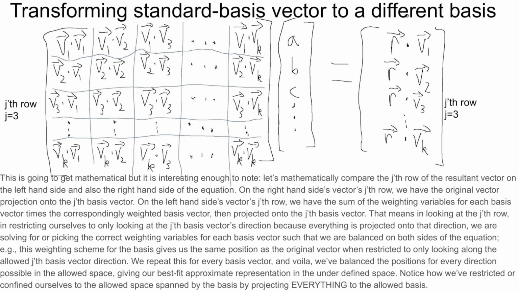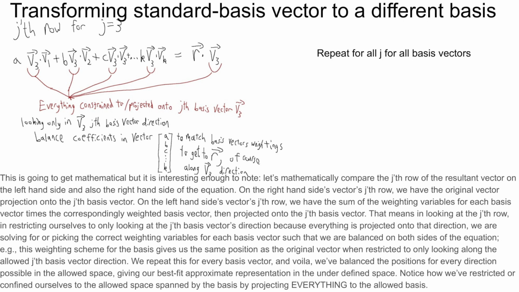Let's mathematically compare the jth row of the resultant vector on the left-hand side and also the right-hand side of the equation. On the right-hand side's vector's jth row, we have the original vector projection onto the jth basis vector. On the left-hand side's vector's jth row, we have the sum of the weighting variables for each basis vector times the correspondingly weighted basis vector, then projected onto the jth basis vector. That means in looking at the jth row and restricting ourselves to only looking at the jth basis vector's direction, because everything is projected onto that direction, we are solving for or picking the correct weighting variables for each basis vector such that we are balanced on both sides of the equation.